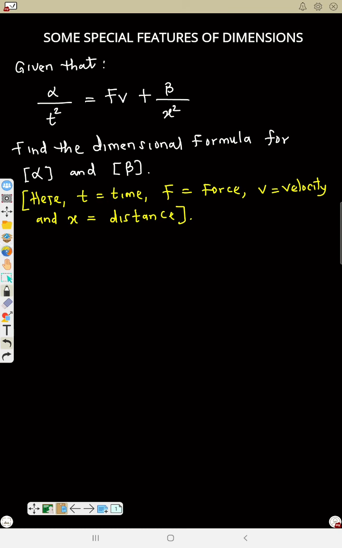So look at the question. Given that alpha divided by t squared is equal to fv plus beta divided by s squared, find the dimensional formula for alpha and beta. That means we want to find the dimensional formula for alpha and beta. So how can we go about it in this question?